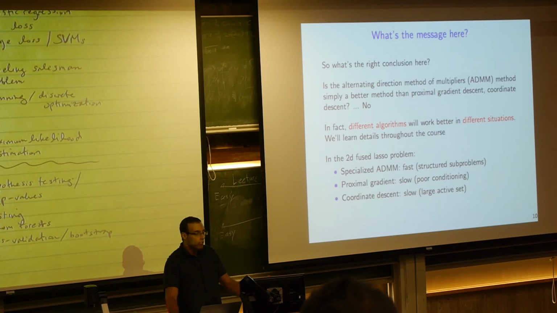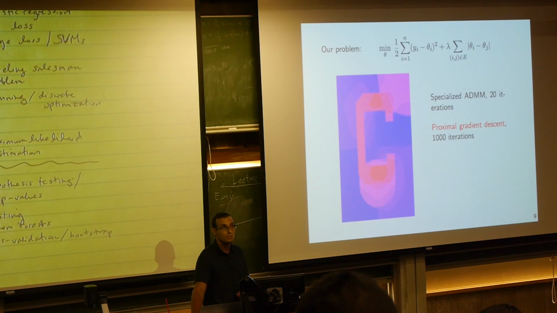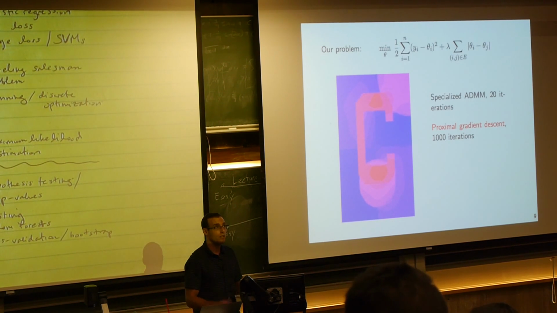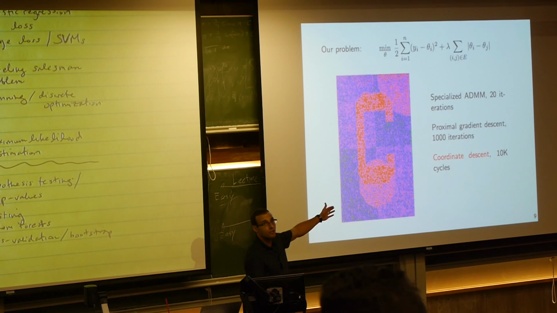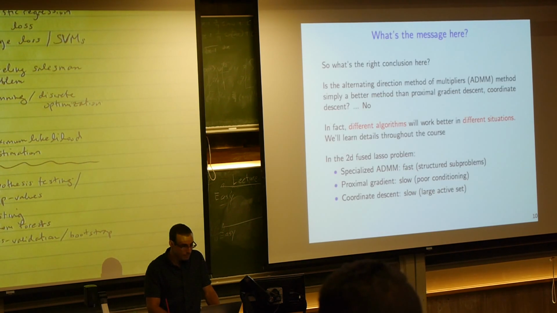If this image was 20,000 by 30,000 pixels, or instead of an image it was a 3D MRI scan of 100 by 100 by 100, you wouldn't want to wait 2 million iterations for coordinate descent and find that it gave you something like this. So these kinds of decisions matter.